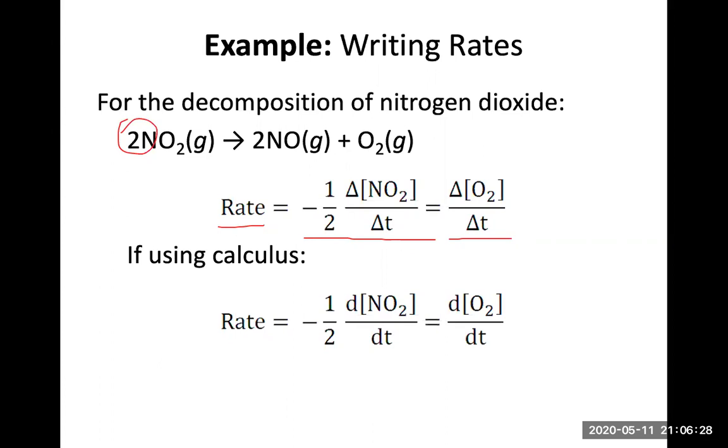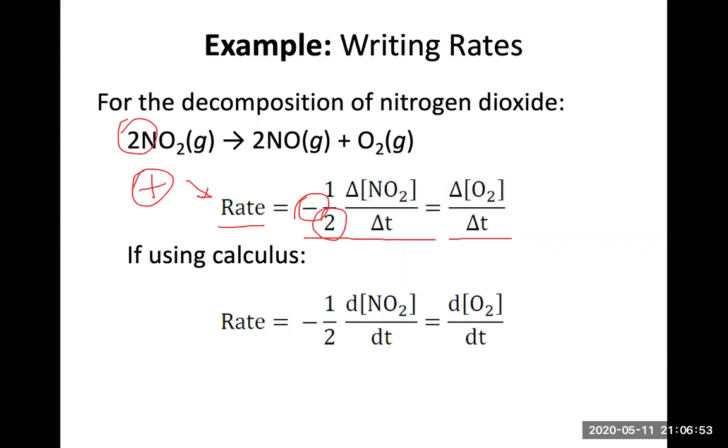And what I want to focus on here is, why do we have this 2 and why do we have this negative sign? Now, the basic answer to both of these questions is that if we define rate to be always positive, then what we need to do is look at what this number would be. The change in NO2 over time, since NO2 is a reactant, it's being used up, it's decreasing over time.